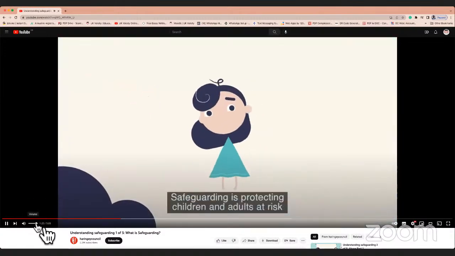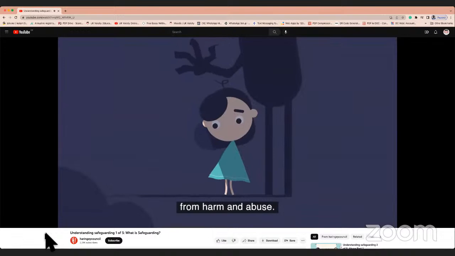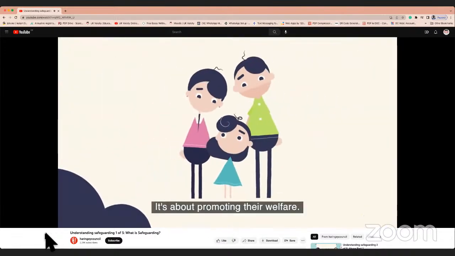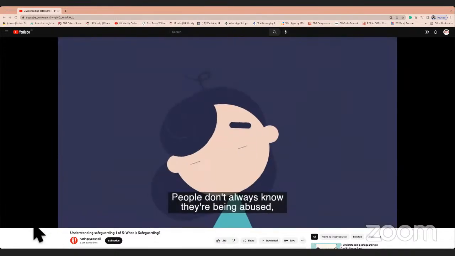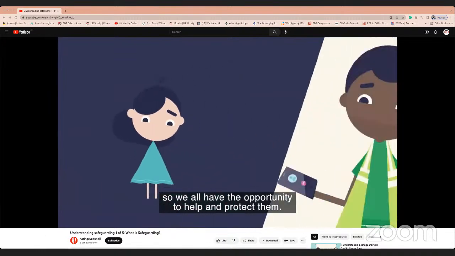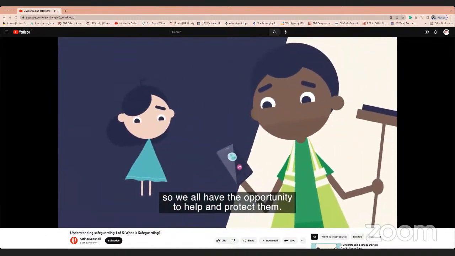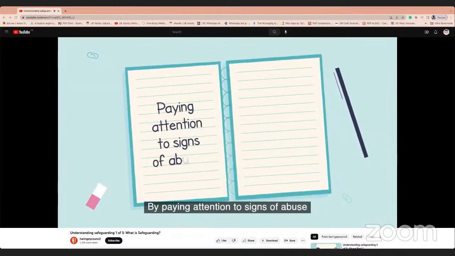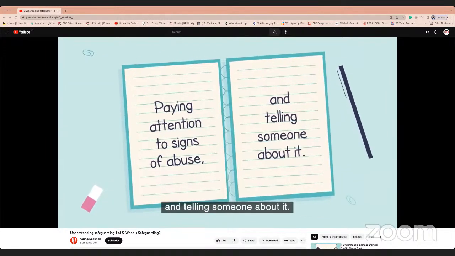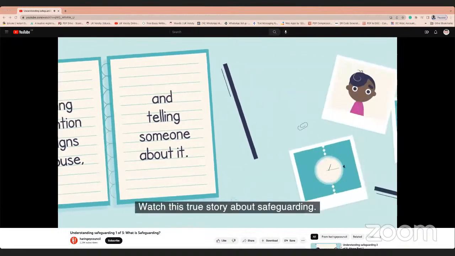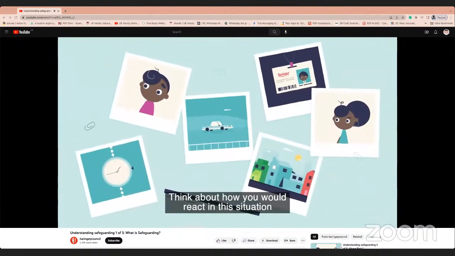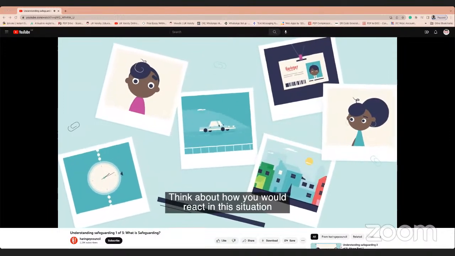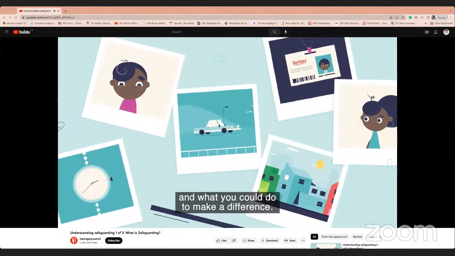Safeguarding is protecting children and adults at risk from harm and abuse. It's about promoting their welfare. People don't always know they're being abused, so we all have the opportunity to help and protect them. How do we safeguard children and adults? By paying attention to signs of abuse and telling someone about it. Watch this true story about safeguarding. Think about how you would react in this situation and what you could do to make a difference.